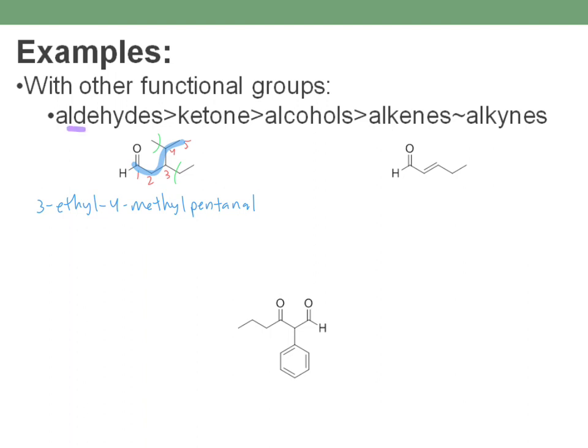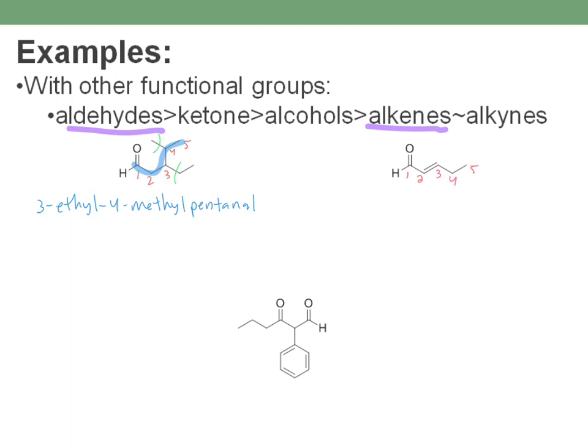groups, right? I have an aldehyde on there, and I have an alkene. But since alkenes have a much lower priority than aldehydes, I'm just going to ignore the alkene basically as far as numbering goes. So I'm just going to go with my numbering based on where my aldehyde is. So that's my carbon 1, that's my 2, 3, 4, and 5.